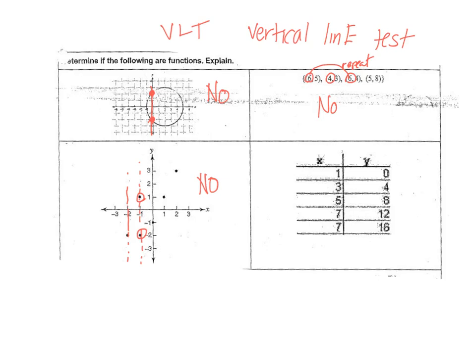If I look at the next one, I'm given a table, and so I'm looking for repeats in the x-coordinates. I see 1, 3, 5. I'm good up to that point, but then I see that there's a repeat of 7, which means those 2 points would fall on the same vertical line. And so no, this is not a function. So out of our first 4, none of these are functions. They don't pass the vertical line test. They have a repeat in the x value. So let's look at the next 4.